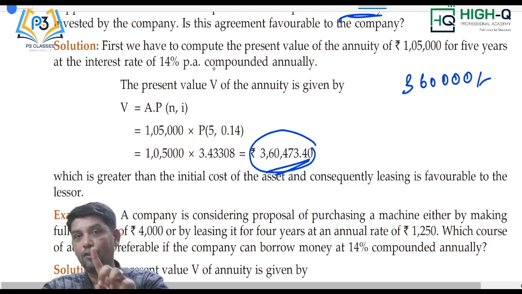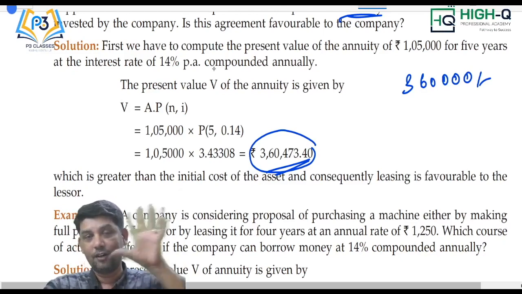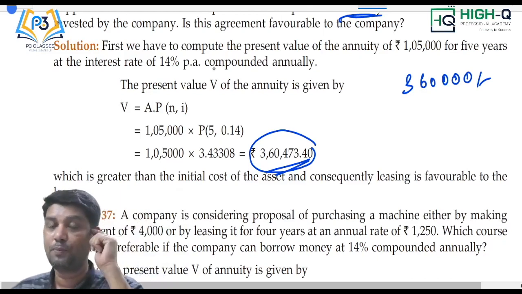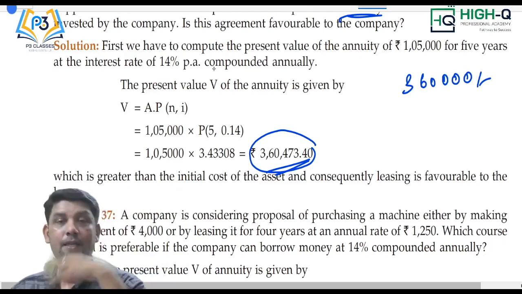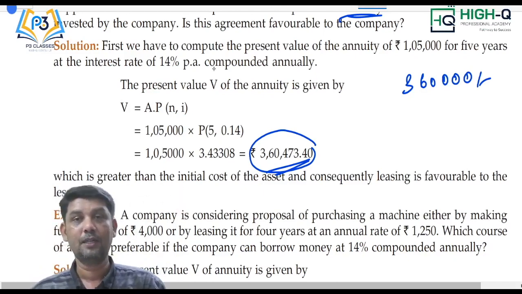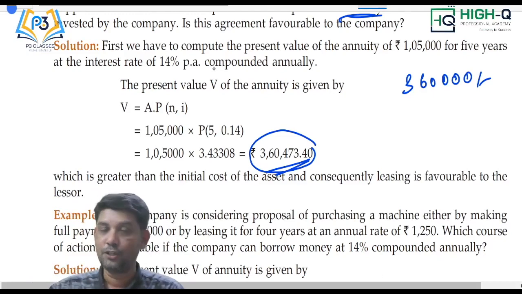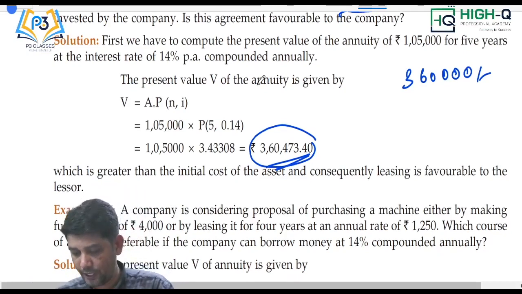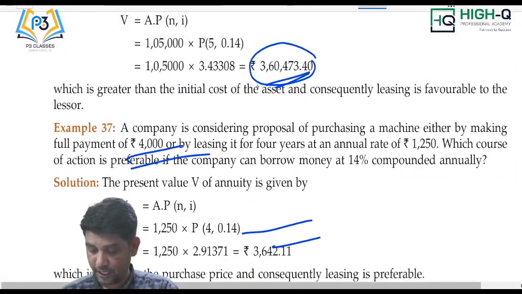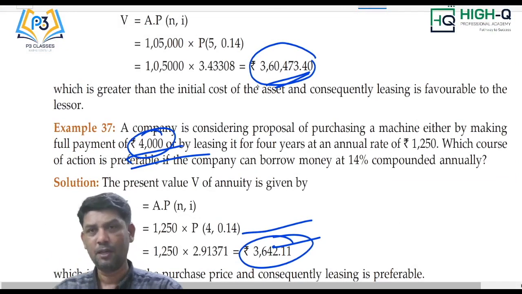Now, if he goes for leasing, he has to pay only 3,60,000. But if he goes for rent, at the end of 5 years he would have paid 3,60,473 rupees. An extra 473 rupees he would have paid. So if I go for rental, it is favorable to me. If I go for leasing, it is favorable to the lessor. So whenever these type of questions come, always find the present value and check. If it is less than that, then I think this one is favorable. This is the call you need to take.